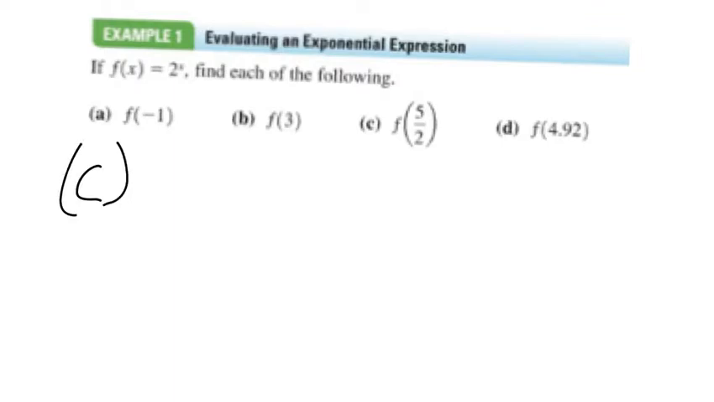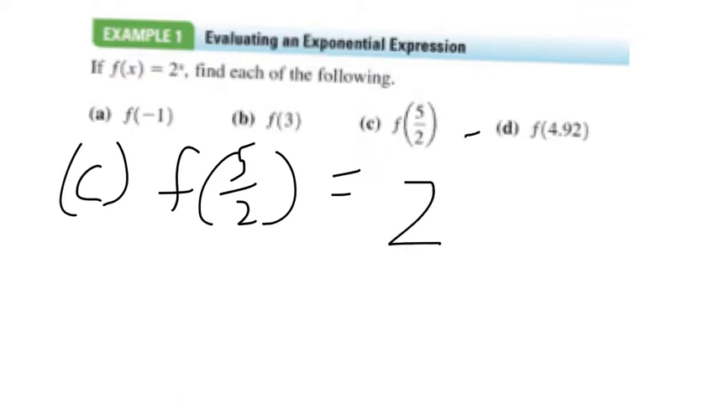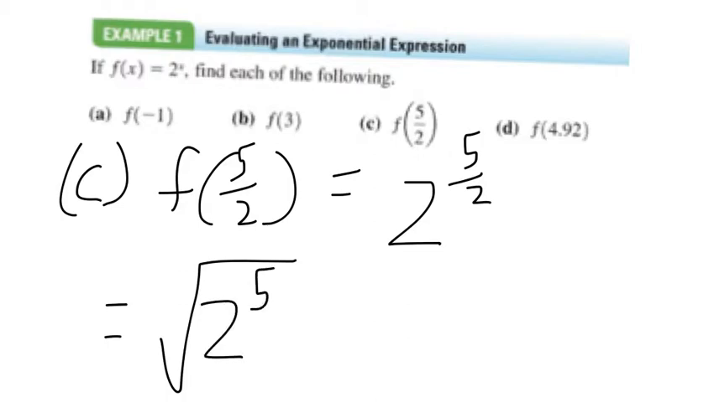Part C, f of 5 halves. That means you'd have, instead of 2 to a power of x, 2 to a power of 5 halves. Remember, you can rewrite that as just the square root. Since the bottom number is 2, it would just be a normal square root of 2 to the 5th. That's the square root of 32.